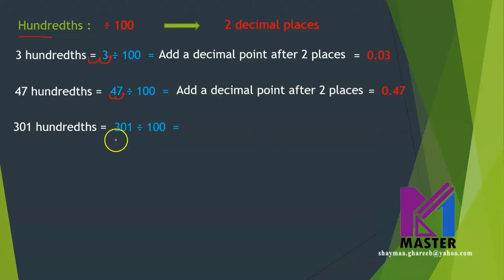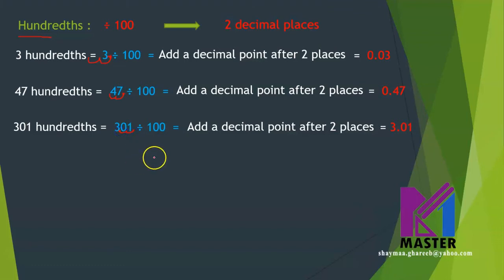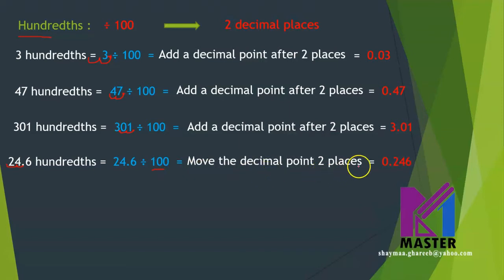301 hundredths, I will do exactly the same, so it will be 3.01. You put a decimal point after 2 places, or you move it from here 2 places to the left, so it will be 3.01. If I have a decimal number already, so I have the decimal point, then I will move it 2 places to the left because I divide by 100, so it will be 0.246.